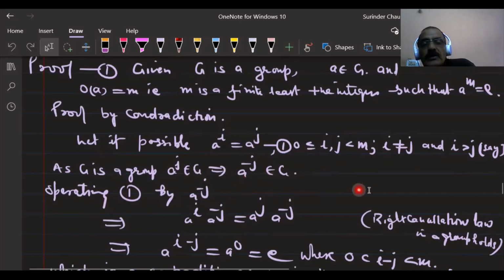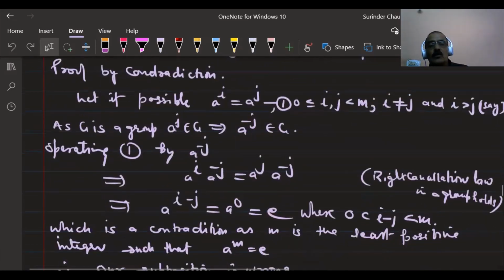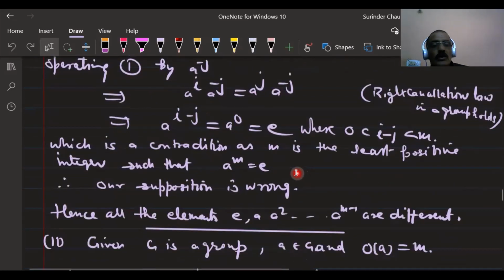Using the right cancellation law again, a^(i-j) is equal to e, with 0 < i - j < m. Which is a contradiction, as m is the least positive integer for which this holds. So our supposition that the two elements are equal is wrong. Hence all the elements of this set are different.